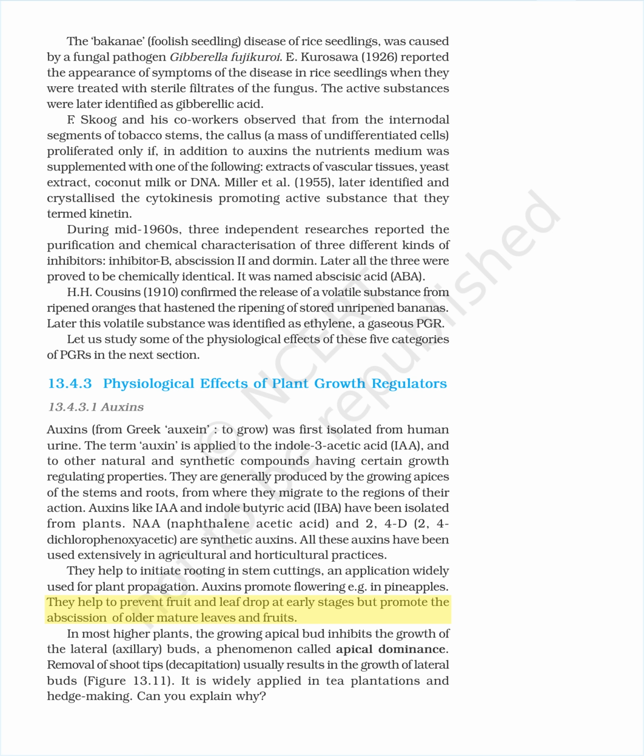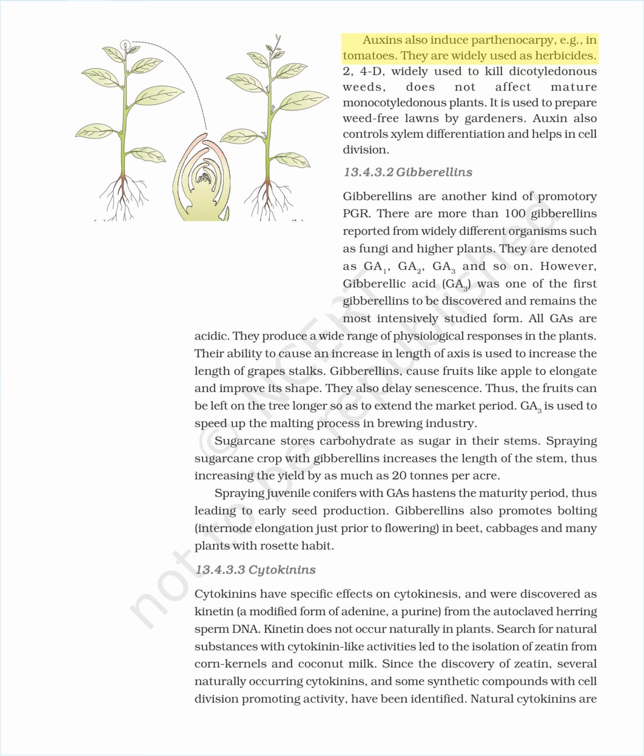fruits. In most higher plants, the growing apical bud inhibits the growth of the lateral, axillary, buds, a phenomenon called apical dominance. Removal of shoot tips, decapitation, usually results in the growth of lateral buds, figure 13.11. It is widely applied in tea plantations and hedge-making. Can you explain why? Auxins also induce parthenocarpy, e.g., in tomatoes.